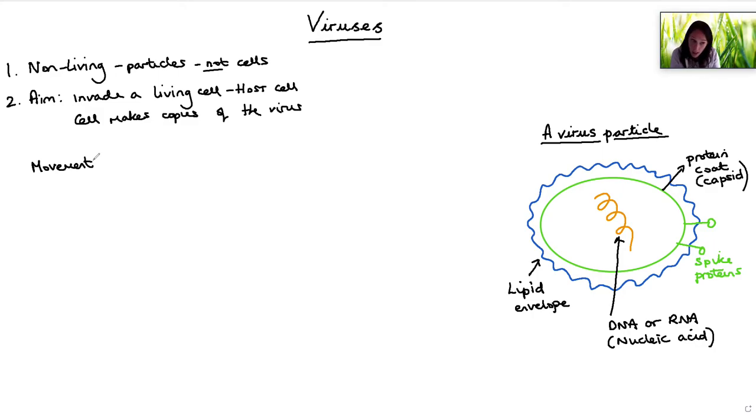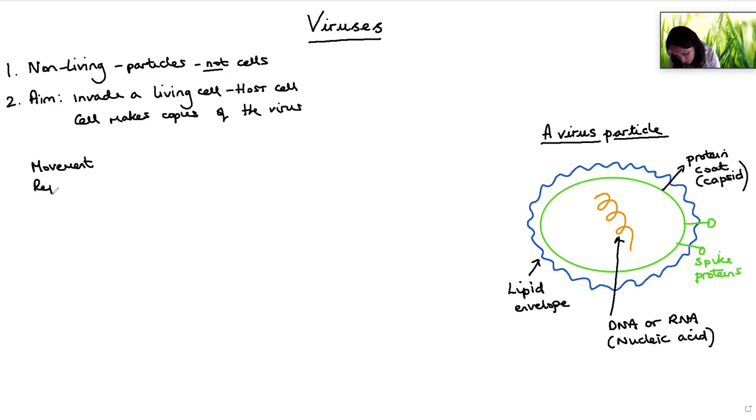So that might be the blood inside the body. It might be mucus. Viruses in the mucus will be transported from one person to another. It could be the air. It needs to be something.